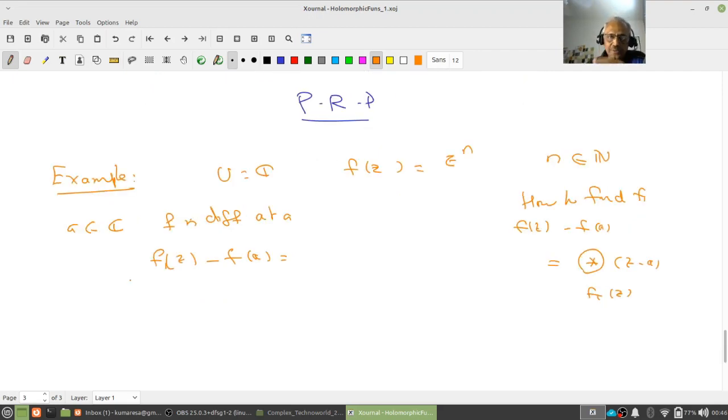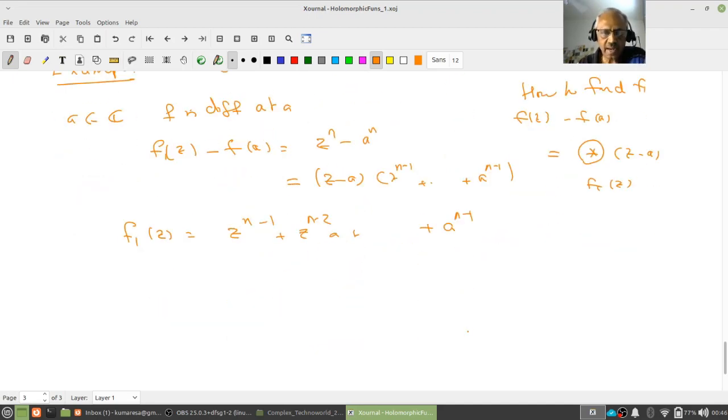So I will not take this as f1 and verify that. So this is going to be z^n minus a^n. But remember, what I want to do is write it as star times (z - a), but all of you know how to do that. This is (z - a) times (z^(n-1) + ... + a^(n-1)). So what is my f1(z)? z^(n-1) plus z^(n-2)a plus ... plus a^(n-1). And is this continuous at z? Because this is a polynomial in z, therefore it's continuous on C.